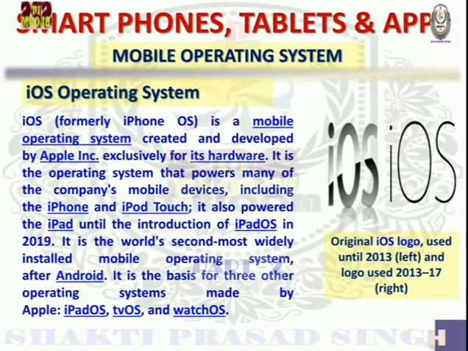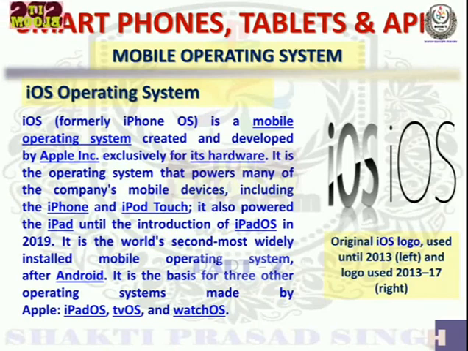It is the operating system that powers many of the company's mobile devices, including iPhone and iPod Touch. It also powered the iPad until the introduction of iPad OS in 2019. Before 2019, the iOS operating system was used in the iPhone, iPod Touch, and iPad, but in 2019 they launched a special operating system for iPad, that is called iPad OS.